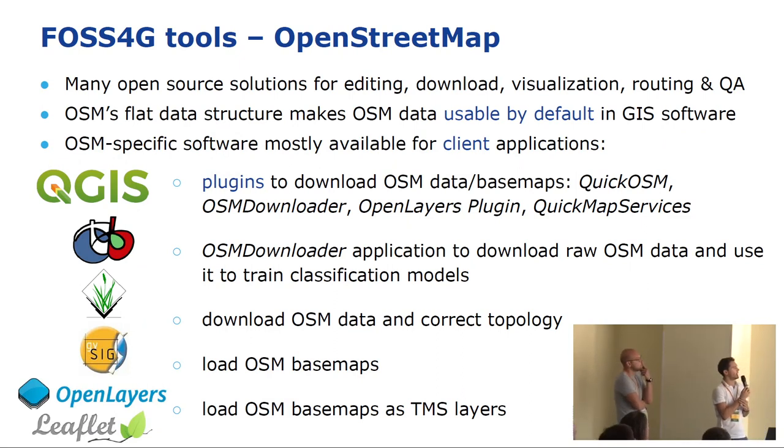Okay. In OSM, again, OSM by nature has stimulated development of open source software, while INSPIRE has also stimulated development of proprietary software. What we can say here is that, as I mentioned before, the flat data structure actually allows OSM by default to be used in any GIS software, but there are still some specific software developed to work with OSM data, mainly for clients, as you can see here, mainly plugins. What are these doing? Basically, they are using the APIs to automate the download of OSM data in the software, or they are just retrieving OSM tiles from the OSM server or third-party services, as in the web clients.